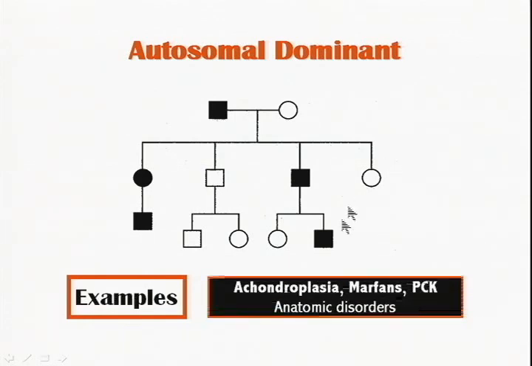Examples of that: achondroplastic dwarfism, Marfan syndrome, certain kinds of polycystic kidneys. These tend to be anatomic disorders. Now, it's well worth saying that the majority of achondroplastic dwarfs are actually new mutations. But if they are genetically caused, they will result in autosomal dominant disorders. If you think autosomal dominant, think anatomic disorders.